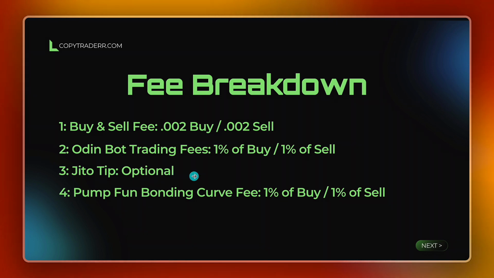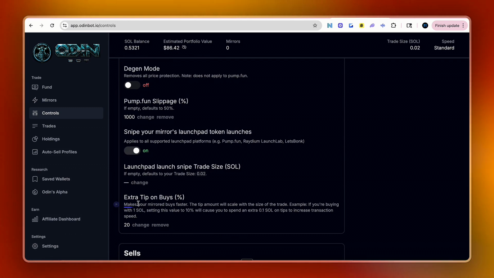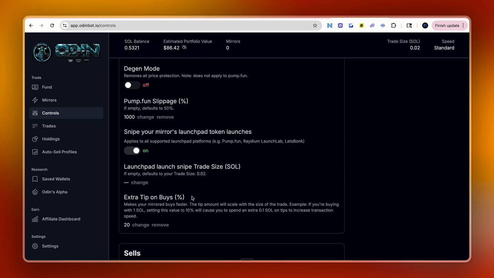The third fee is a Jito tip that is optional. What a Jito tip is, it's basically a tip you can put on your buys to incentivize whoever is processing the transaction to choose your transaction over another one because they will make more money doing so.